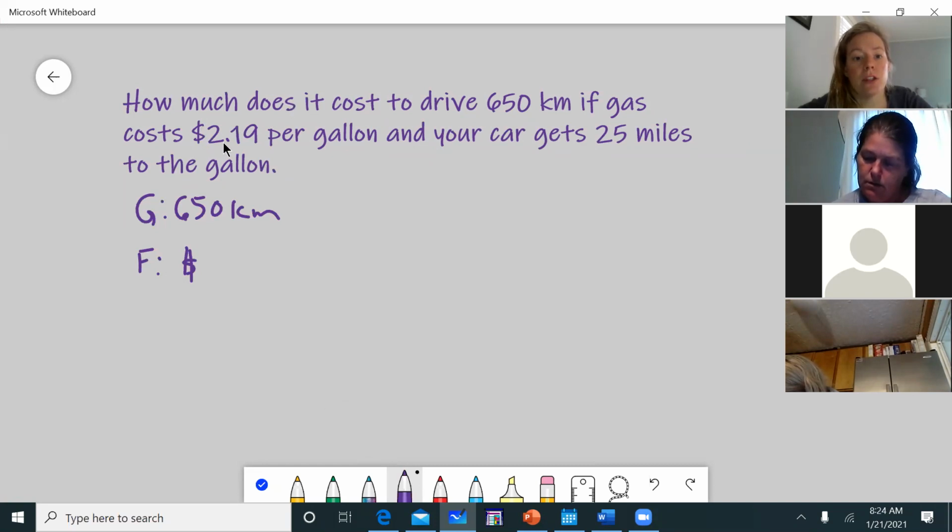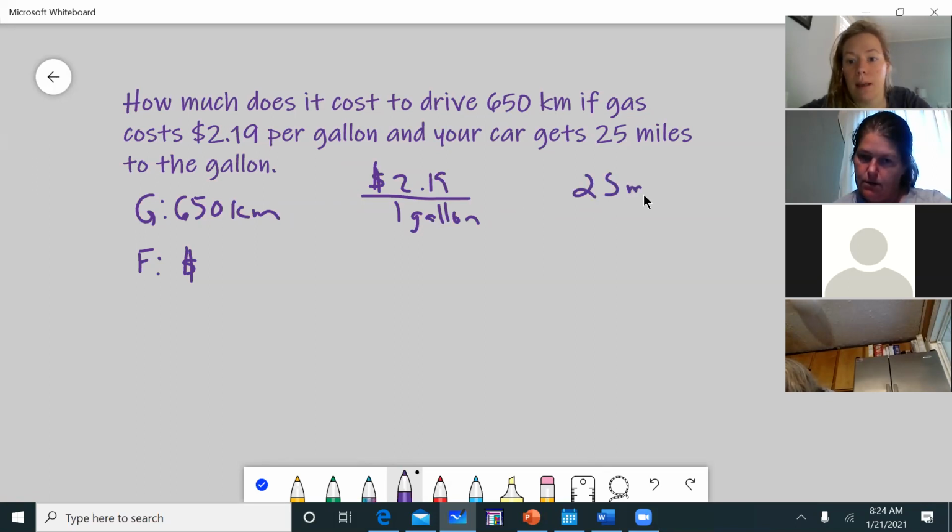So I've got two conversion factors here. One says that it costs $2.19 for every 1 gallon. And I also have that my car gets 25 miles to the gallon, for every 1 gallon. So I've got a distance, a relationship between distance and gallon, and a relationship between gallon and money. So I can start figuring out how I'm going to leapfrog here.